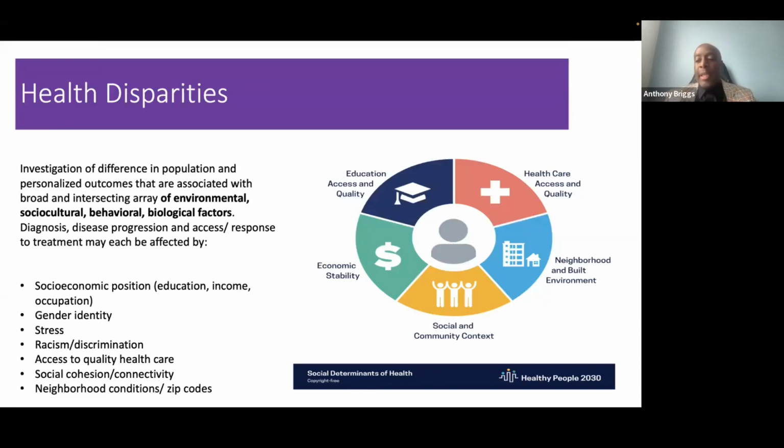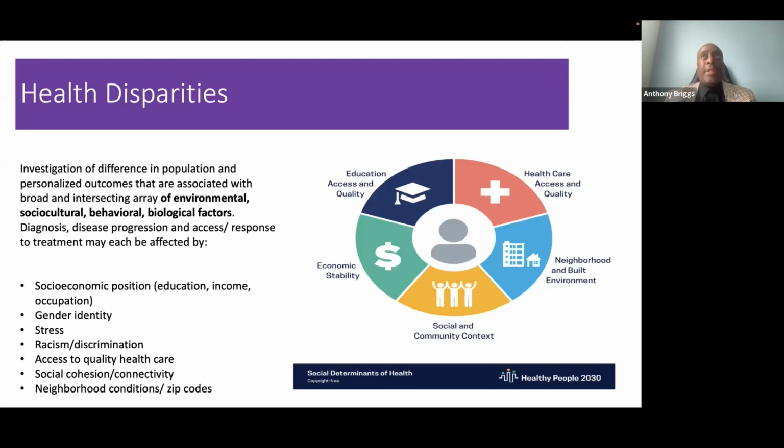Health disparities. In thinking about the association of sleep deprivation and cognitive decline, my research specifically is on preclinical dementia, preclinical subjective decline. It is important to understand that social determinants of health can be a contributing factor to sleep issues and cognitive decline. These factors can be socioeconomic position, education, income, occupation, gender identity, stress, anxiety, depression, or racism and discrimination.